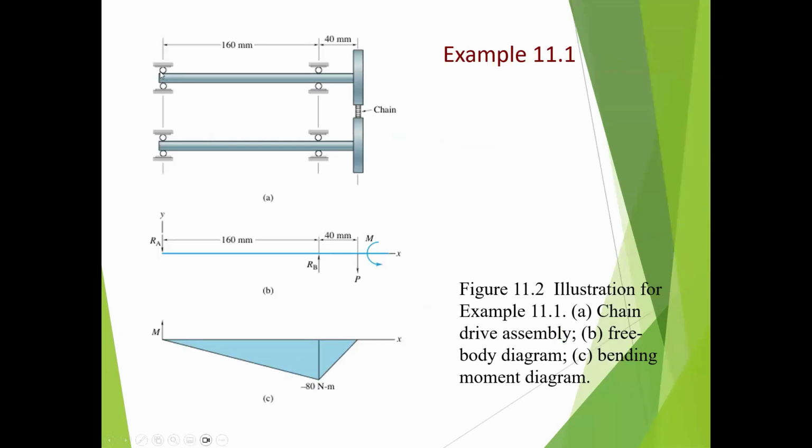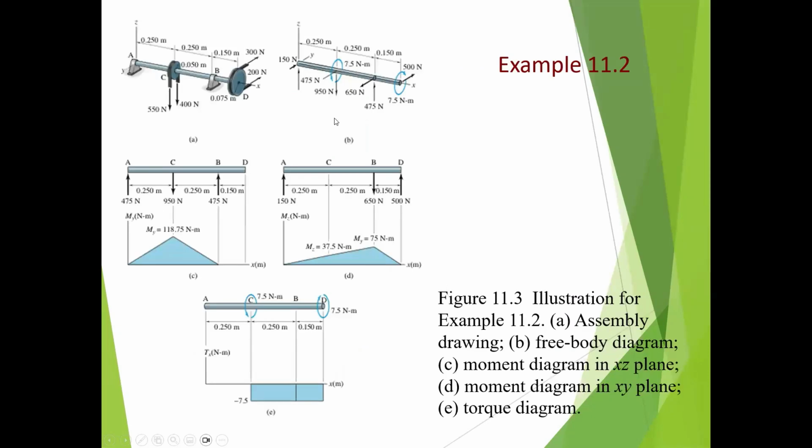So here you can see a gear, and this is a chain. This is a bearing, so this can rotate. These two are connected together, and we have a bending moment. So here is the free body diagram.